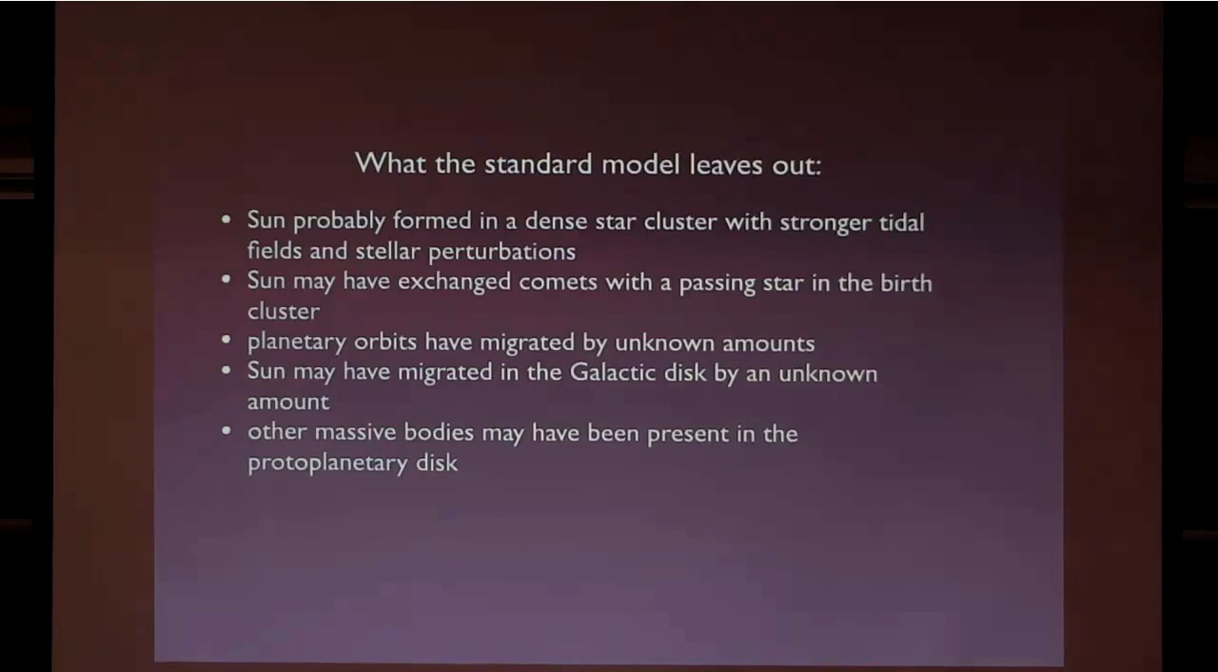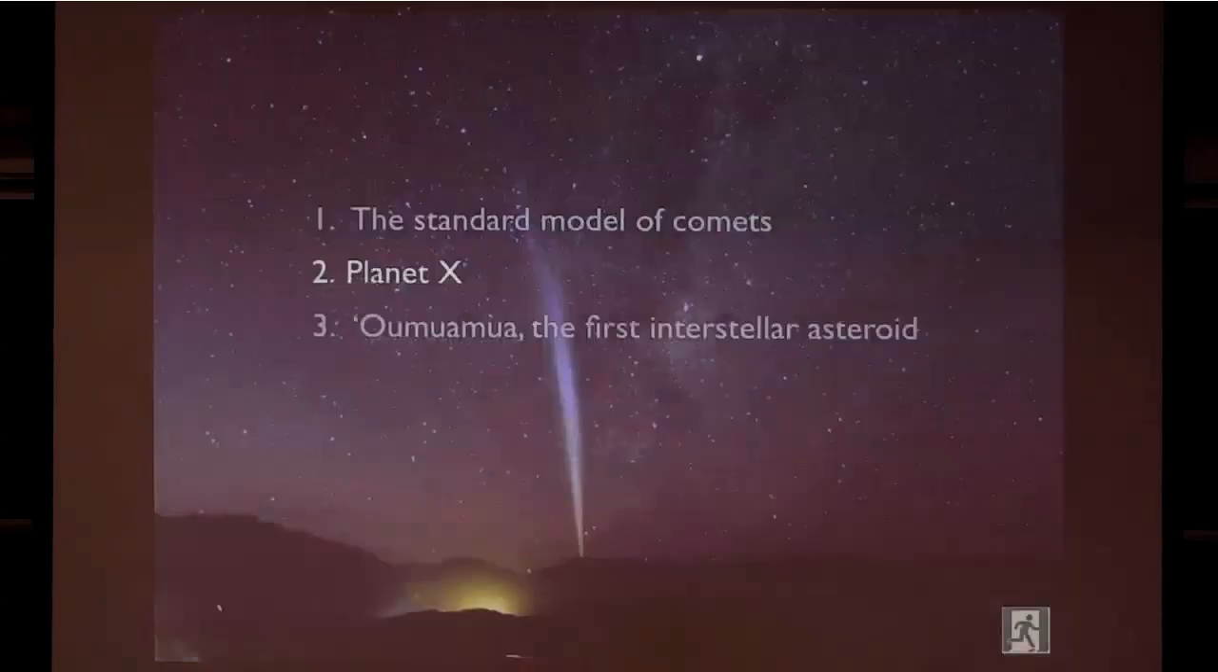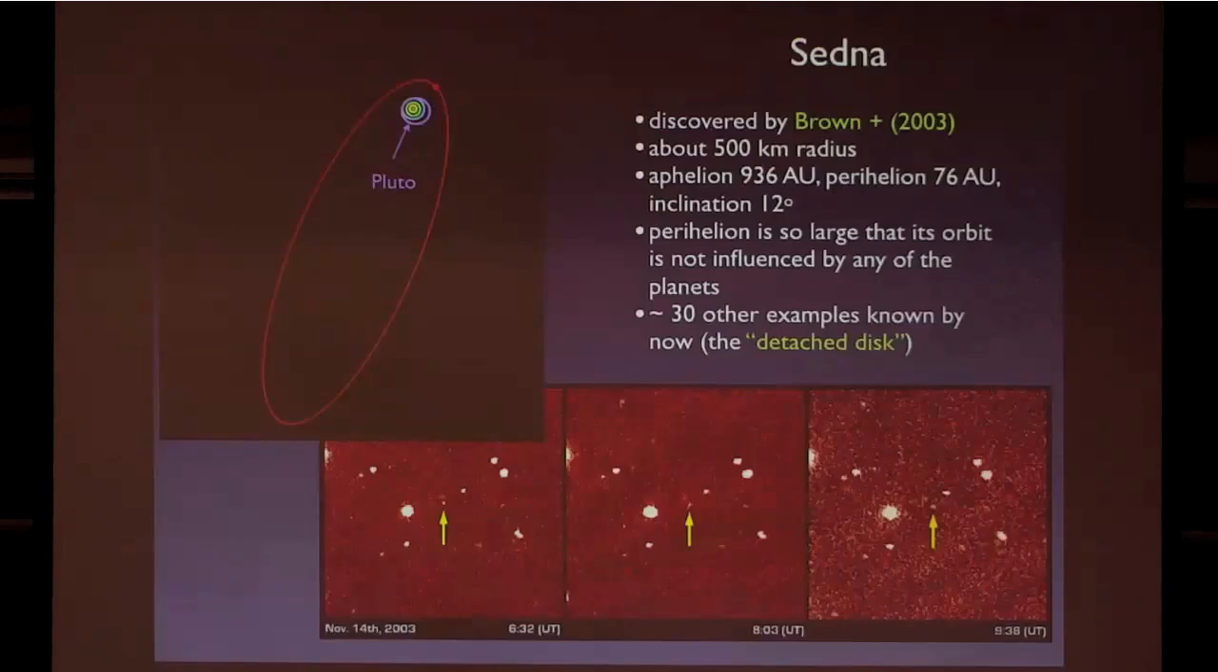That last concern leads me to the second topic, which is Planet X. One of the significant problems with the standard model of the Oort cloud is that it doesn't explain the properties of Sedna and some of its companions. Sedna was discovered by Mike Brown at Caltech. It's about 500 kilometers in radius. It has an aphelion of almost 1,000 astronomical units, a perihelion of 76 astronomical units, and a low inclination.